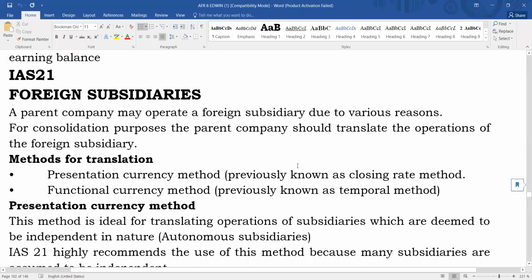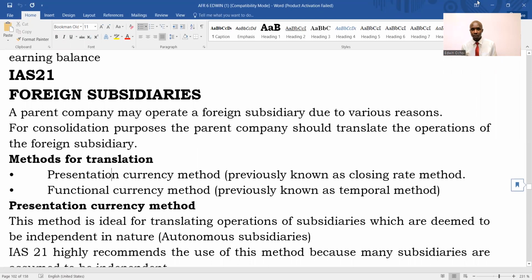We say that a parent company may operate a foreign subsidiary due to various reasons. For example, if you want to meet your customers' needs so that you satisfy those customers, you can get a foreign subsidiary. So for consolidation purposes, the parent company should translate the operations of the foreign subsidiary. When doing consolidation, as the parent, you must translate the operations of the foreign subsidiary before you consolidate it.